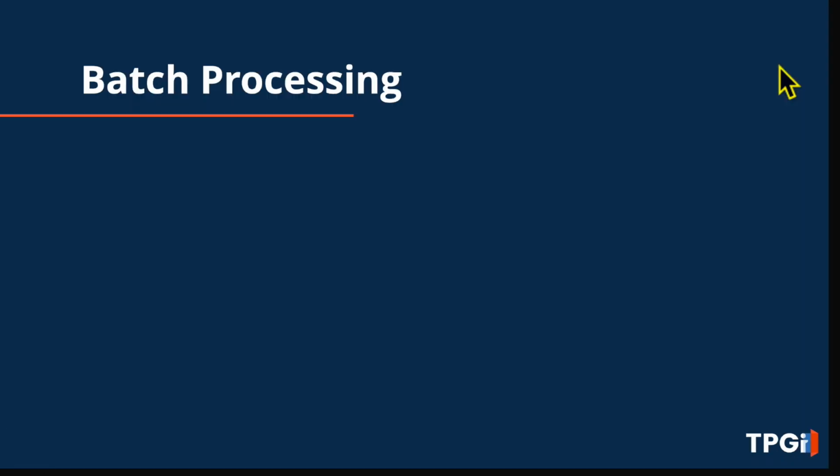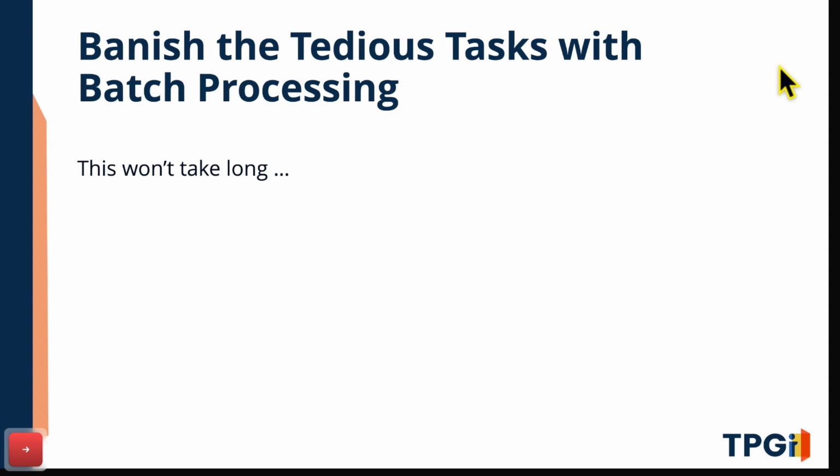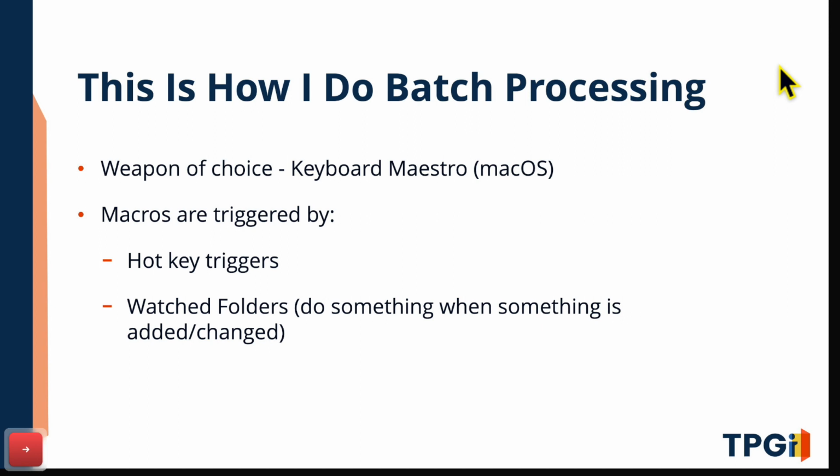Let's move on to batch processing now. This section will be quick, and the reason that it will be quick is because this is not something that is easy to tell you how to do. The tools that you would use will vary. For any batch processing, I use Keyboard Maestro, surprise, surprise. But there are many tools available for Windows and Mac. Macros are typically triggered by hotkeys or watched folders. I'm not going to show you how to create them, but here are a few things that I use it for.